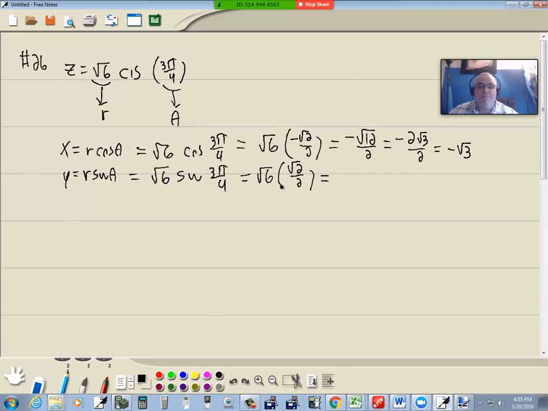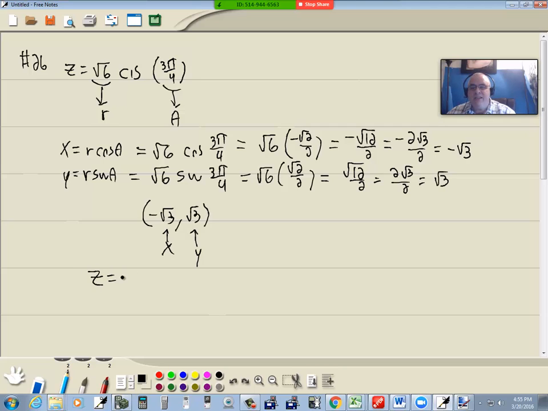And this one, same thing, square root of 12 over 2, which gives us 2 square root of 3 over 2, which gives us square root of 3. And this would be the negative square root of 3 and square root of 3. Now this was our x and our y, but how we write it when we're talking about the complex numbers is we write z is equal to x plus yi. So our answer is going to be z is equal to negative square root of 3 plus square root of 3i.